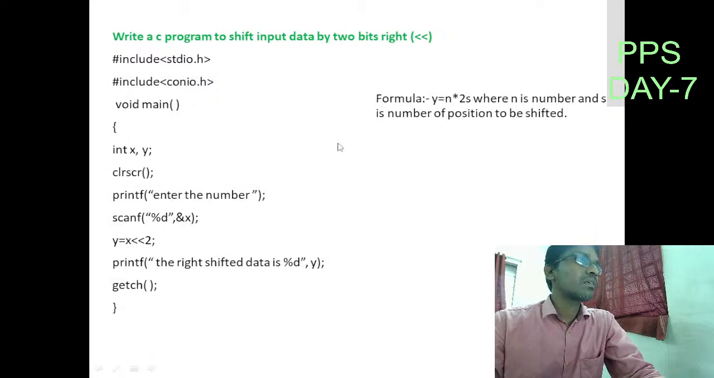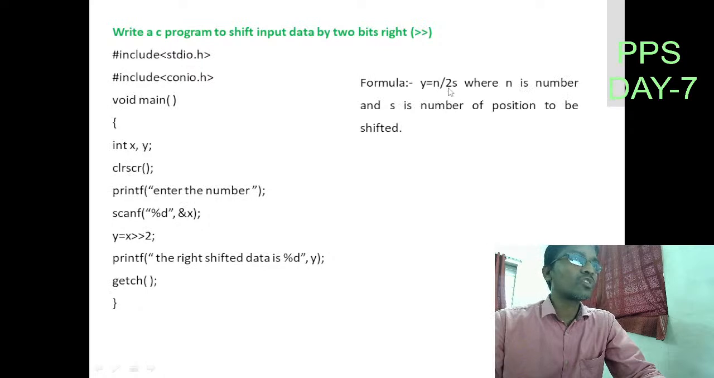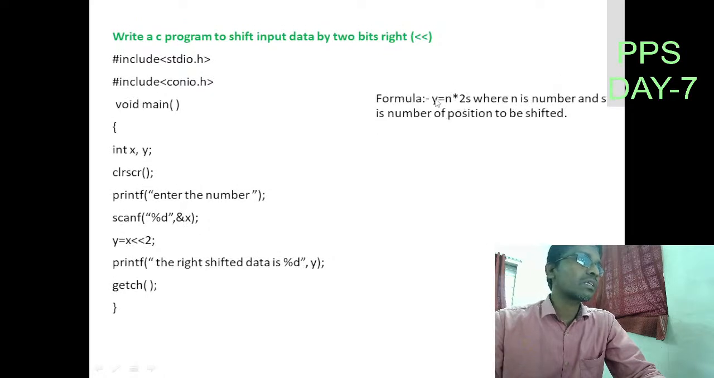And this is an example for the left shift operator. If it is a left shift operator, you have to use the formula y is equal to n into 2 power s. Here n is the number you read from the keyboard, and s indicates the number of shiftings to the left hand side. If it is a right shift operator, you use y is equal to n by 2 power s. If it is a left shift operator, you use y is equal to n into 2 power s. Then you will get the y value, and that y value we are going to print.